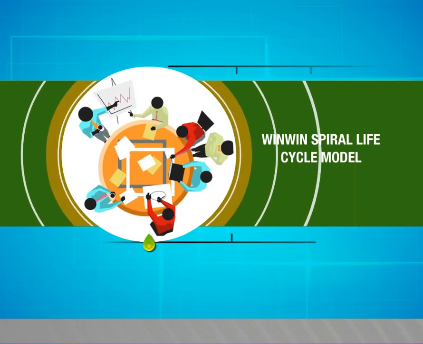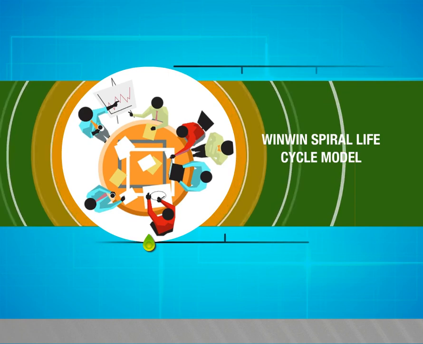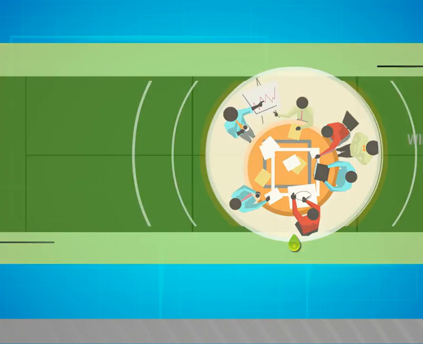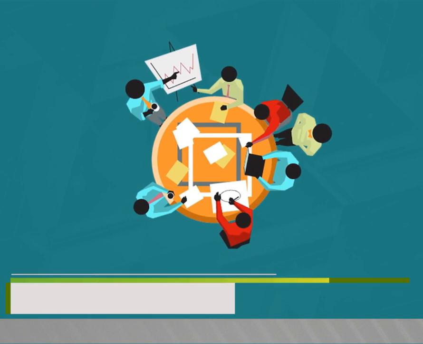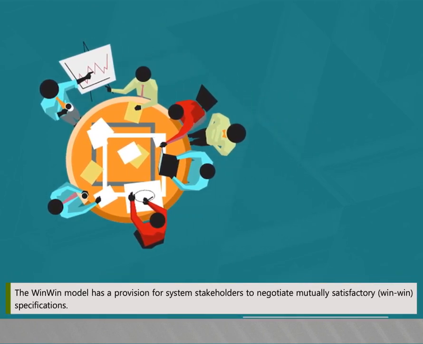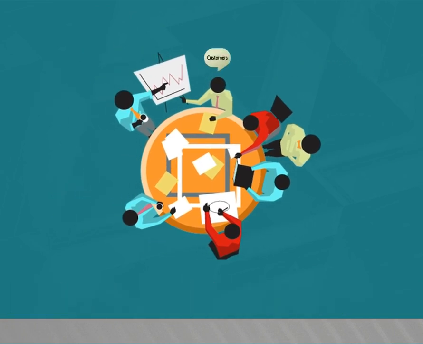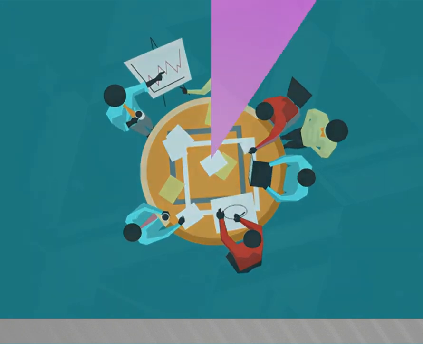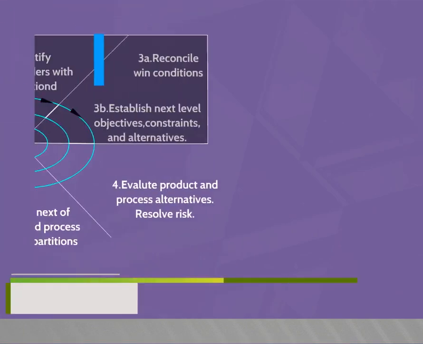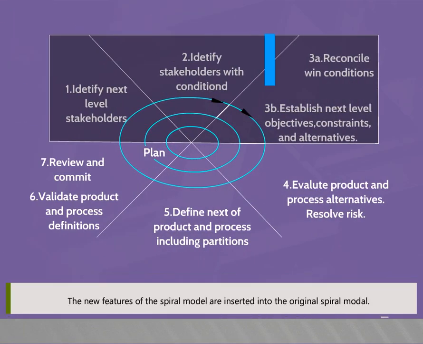Win-win spiral lifecycle model. In this video, we are going to see about the win-win spiral lifecycle model. The win-win model has a provision for system stakeholders to negotiate mutually satisfactory win-win specifications. Customers, developers, maintainers, interfacers, testers, reusers, and the general public are examples of stakeholders. The new features of the win-win model are inserted into the original spiral model.